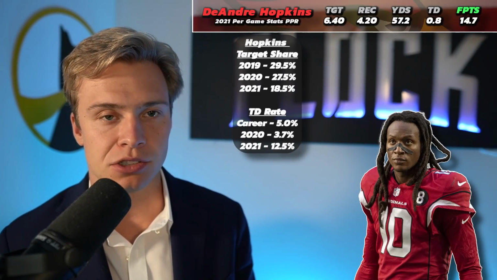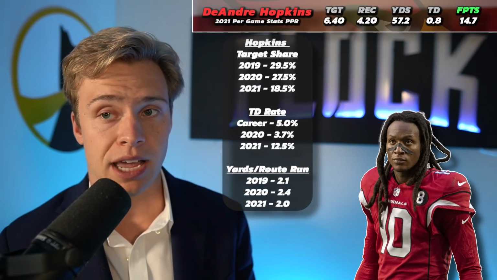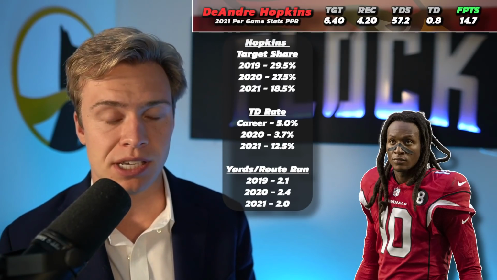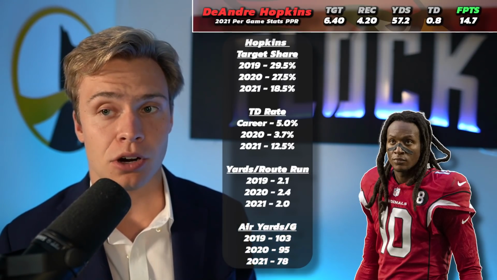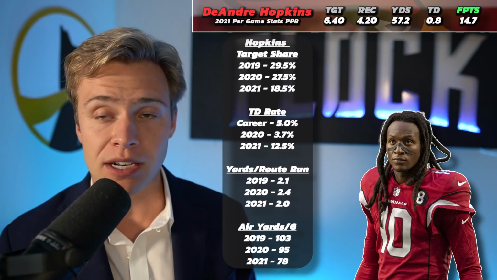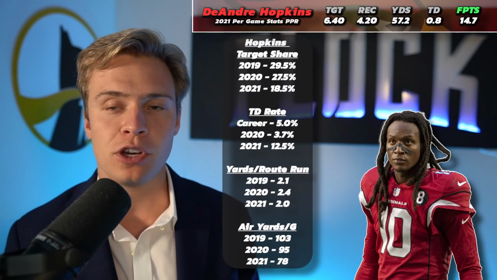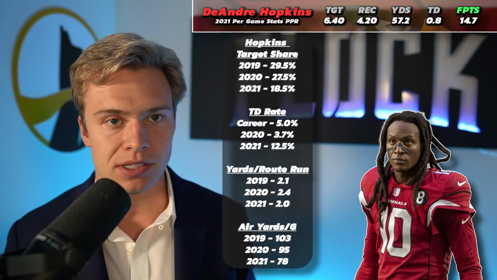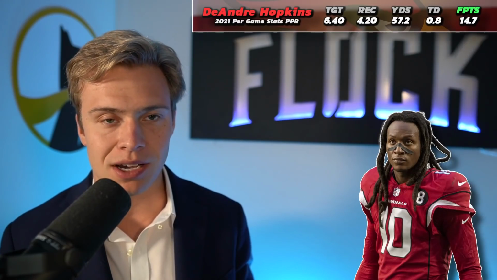Every mark here is concerning. The targets are down. The yards per route run are down. Those were at 2.1 and 2.4 over the past 2 seasons, and it fell to 2 this past year. His air yards went from 103 and 95 to 78. The fantasy production was saved simply because of the touchdowns. So this is a different story than what we have with Mike Evans. I am way more concerned with DeAndre Hopkins.